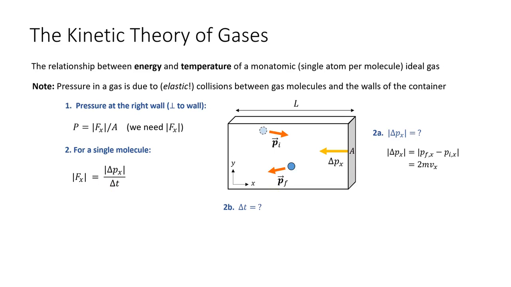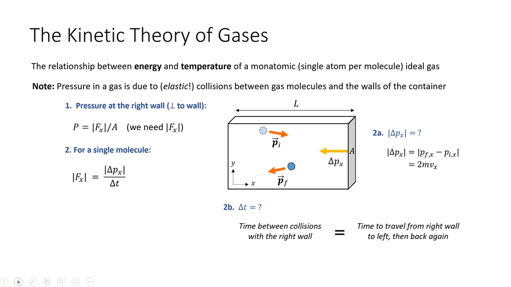All right, so what is delta T? I already mentioned that delta T is really the time between collisions with that right-hand wall. Another way to think about that is the amount of time it takes the molecule to travel from that right-hand wall over to the left-hand wall, which it will collide with as well, and then back to the right-hand wall. All right, and so how long does that take? Well, that's going to be related to the distance traveled, which, going from the right-hand wall over to the left-hand wall and then back again, is 2 times the length of this container. So in other words, the distance traveled is 2L.